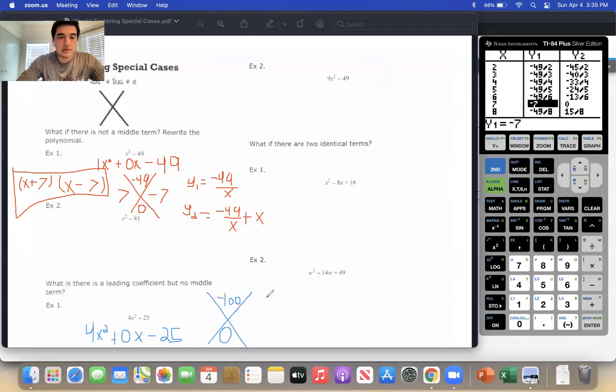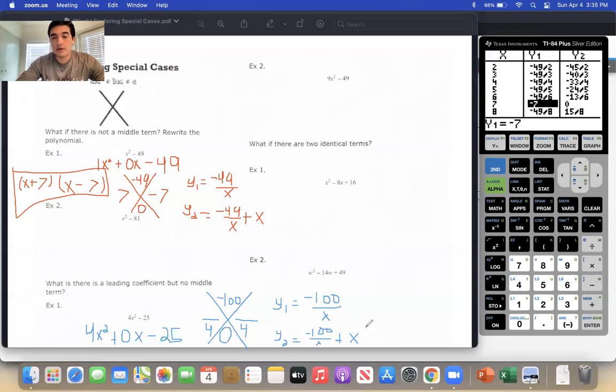So when I type in my two equations, my y1, remember, is a times c over x, so negative 100 over x. My y2 is negative 100 over x plus x. And that's going to tell me what my answers are here. But remember, since my a value is greater than 1, we have to put the a on the bottom because we're going to have a little fraction.